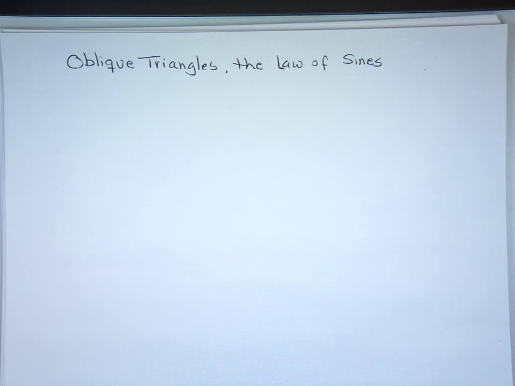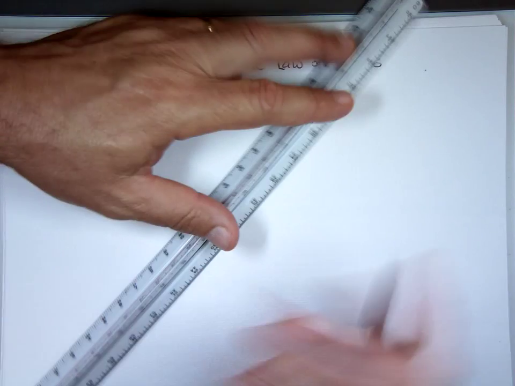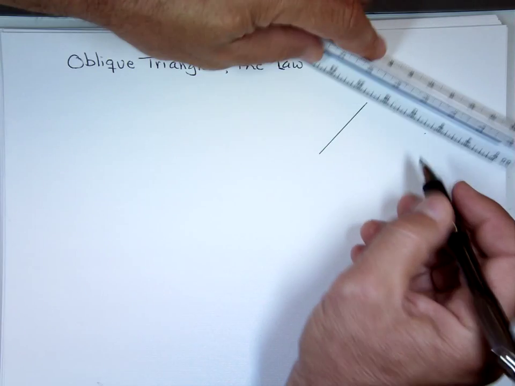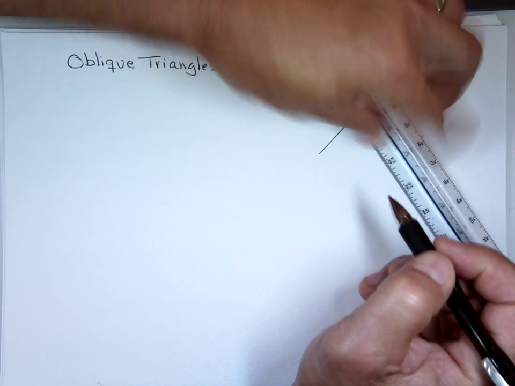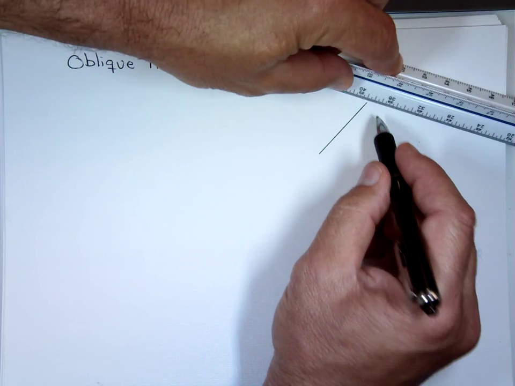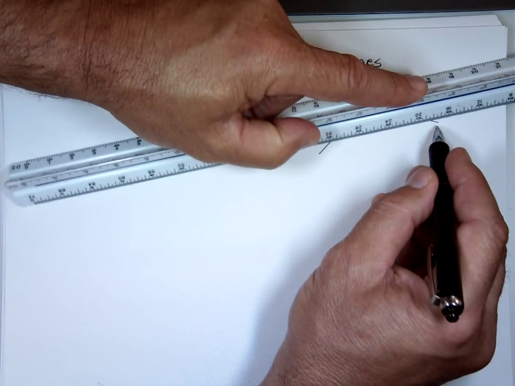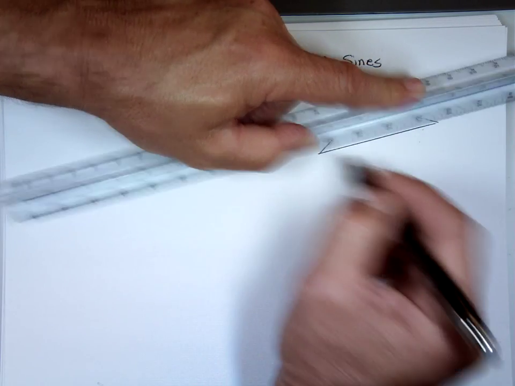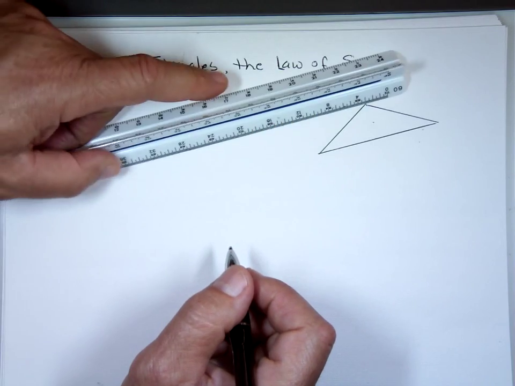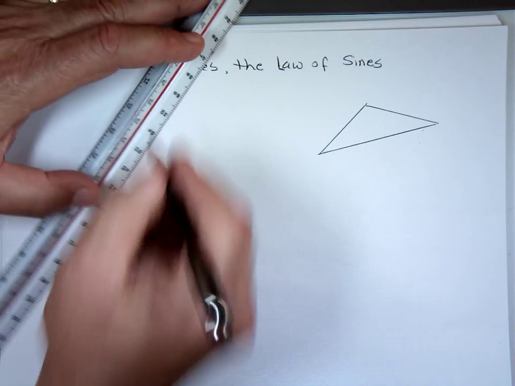Oblique triangles. Let's begin with that. What's an oblique triangle? It's any triangle that does not have a 90-degree angle. So this is an oblique triangle. That's an oblique triangle. None of these triangles are 90 degrees, or it might look something like this.